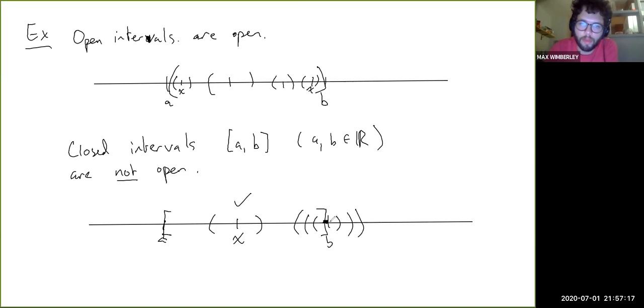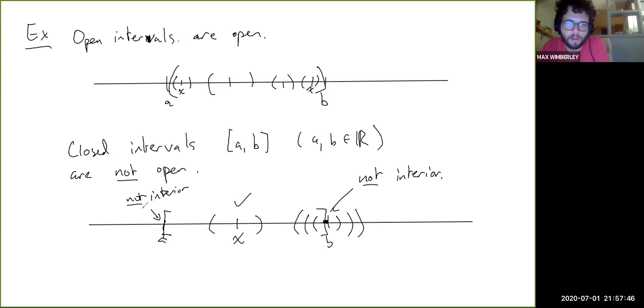No matter how small you make it, there's still a little piece of the interval which is stuck outside the overall closed interval, right? So B is not an interior point. Since there are some points here which are not interior, similarly A is not interior. No matter how small you make this interval, there's going to be a little piece of it sticking out, which is bad. So B is not interior, and since it's a point of the set and it's not interior, that means that the set is not open, at least not open in R, right? So those are a couple examples.